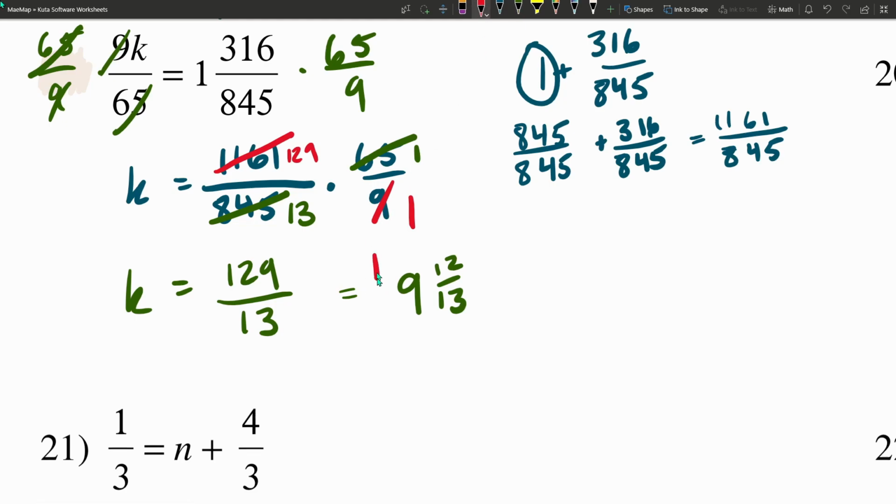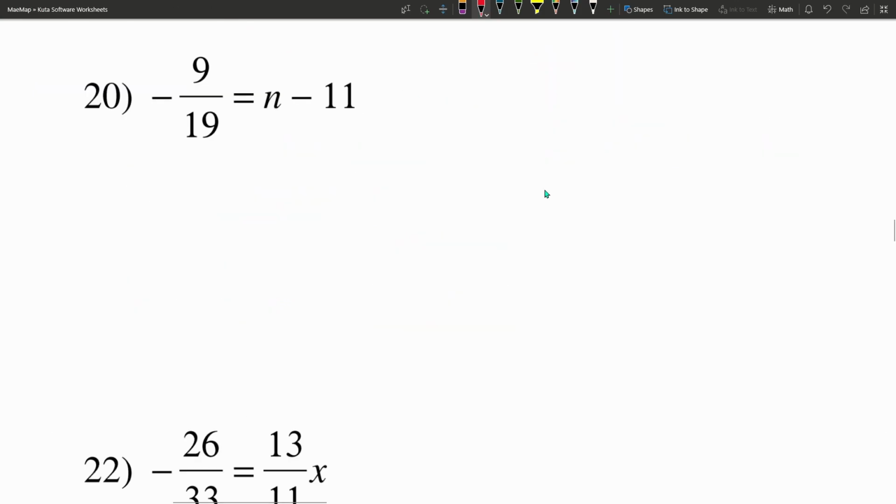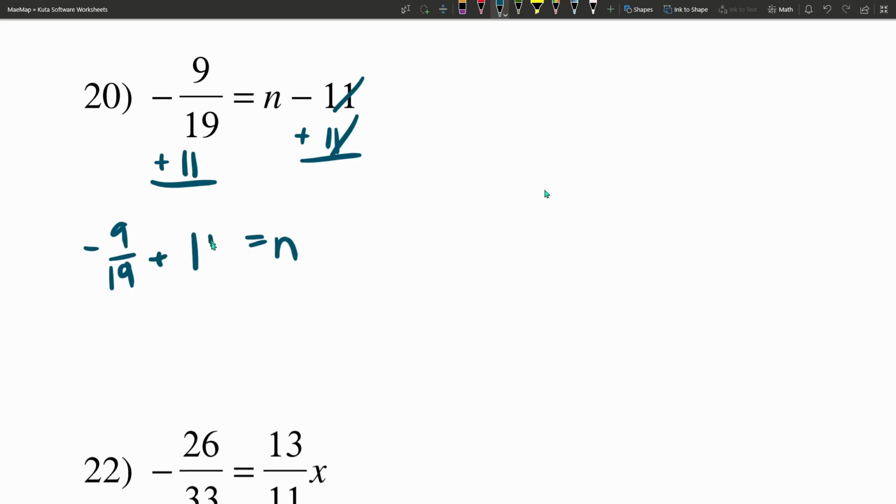And look at that, we did all of that without a calculator, using a simple trick and some long division and multiplication. Let's move on to number 20. In number 20, we have negative 9 19ths equals n minus 11. What we're going to do is add 11 to both sides. By adding 11, we isolate our n. So n is equal to negative 9 19ths plus 11.